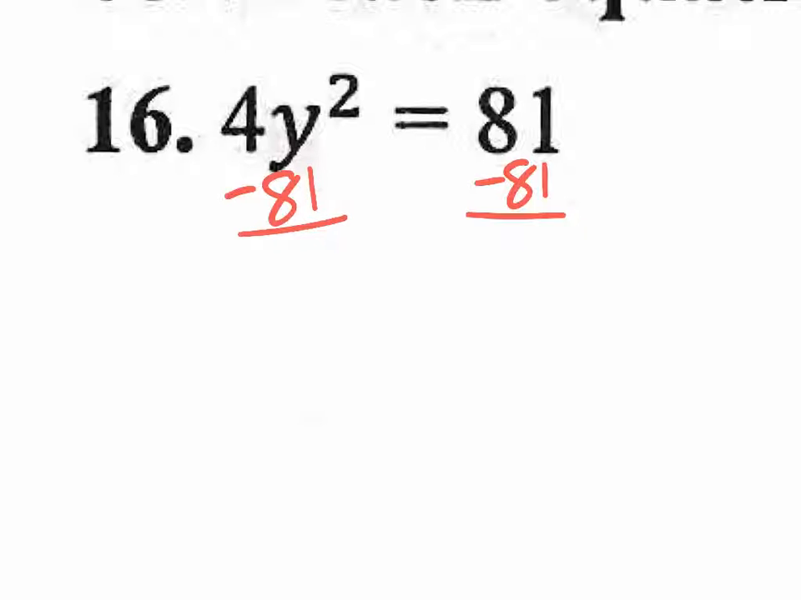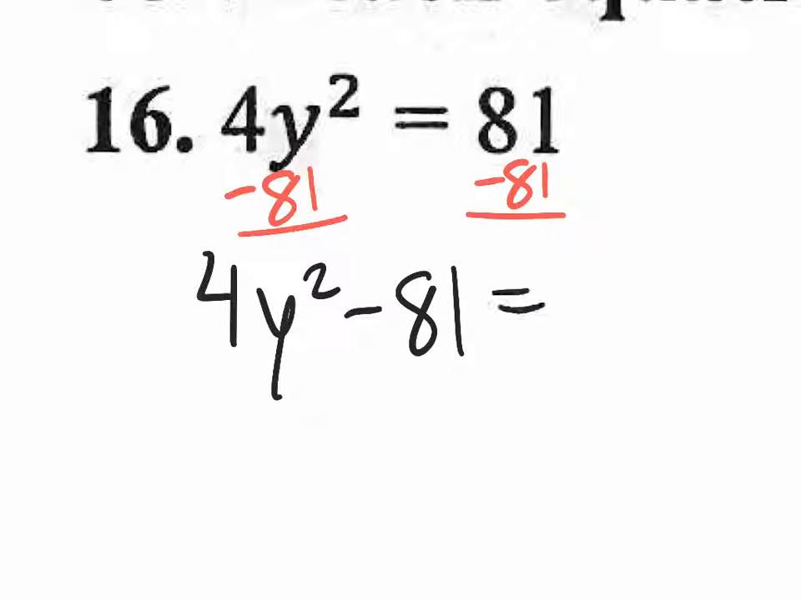Subtract 81. You're going to end up with 4y squared minus 81 equals 0. And on this factoring chapter, it's great to have something equal to 0, because if you could factor and it's equal to 0, you could use the zero product property to split it and solve. So let's pull out a GCF. What could I pull out of there? Is there a GCF? No.